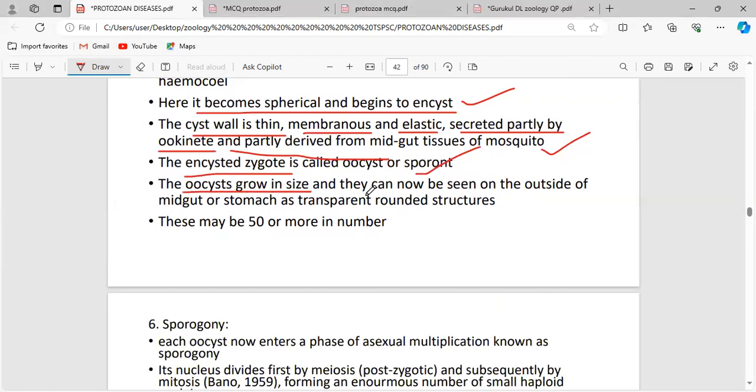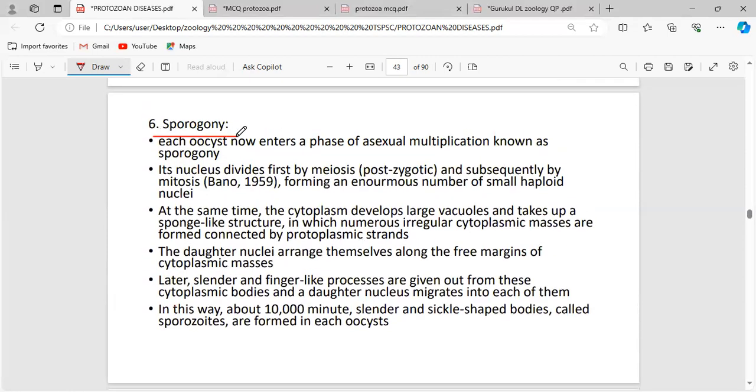The oocysts grow in size, and now they can be seen on the outside of the midgut or the stomach. They are transparent in nature. They may be 450 or more in number. Now this sporogony.